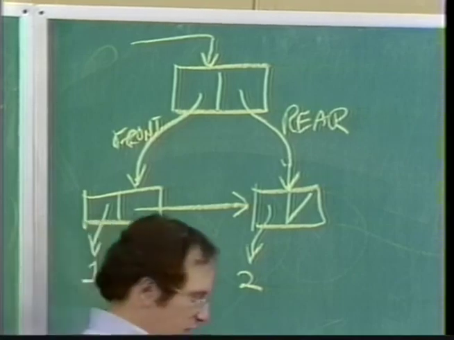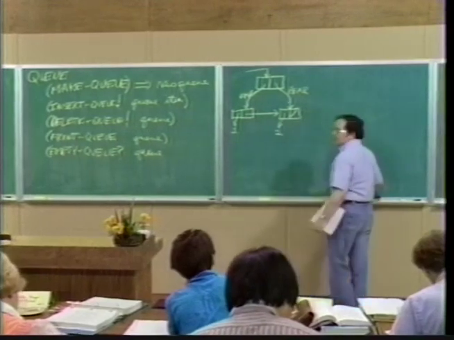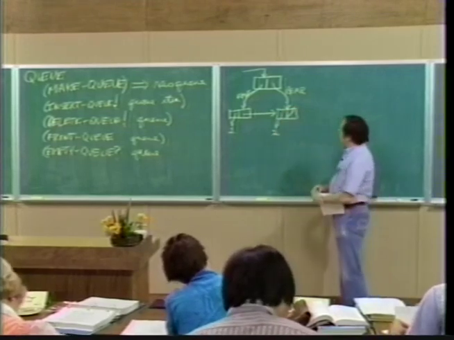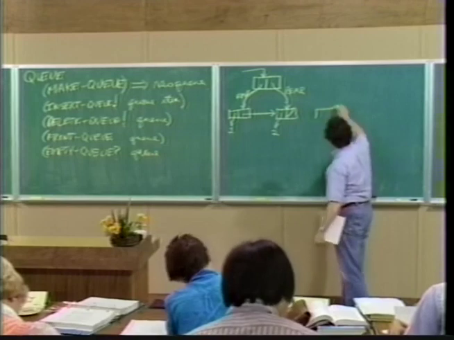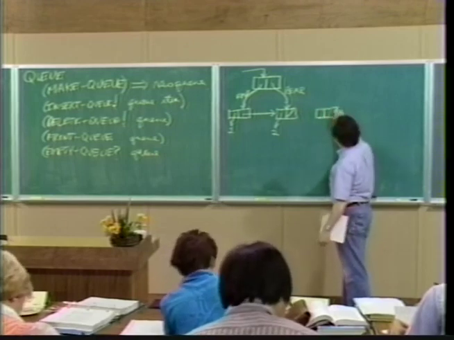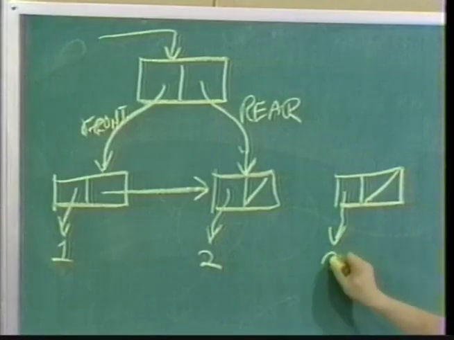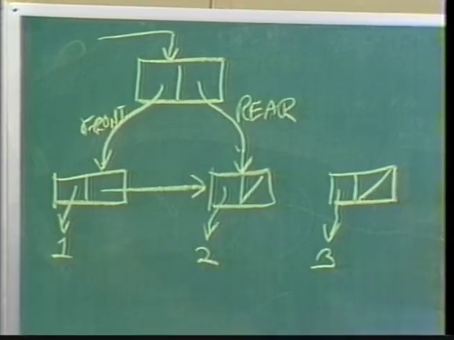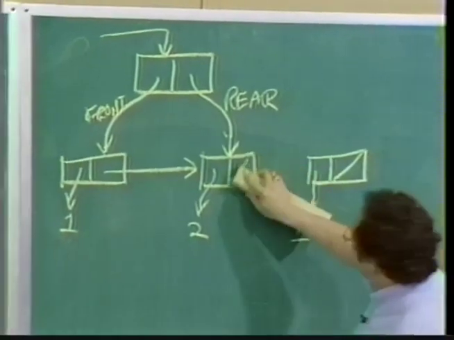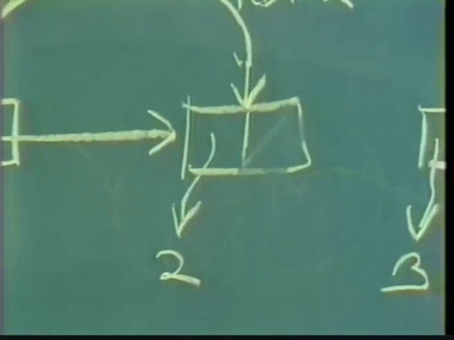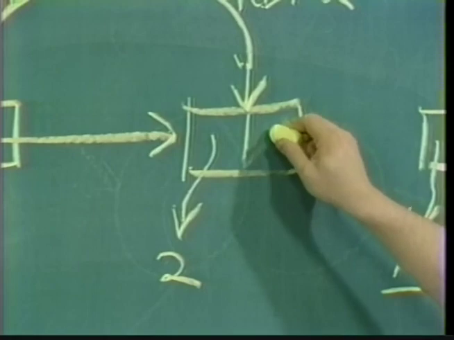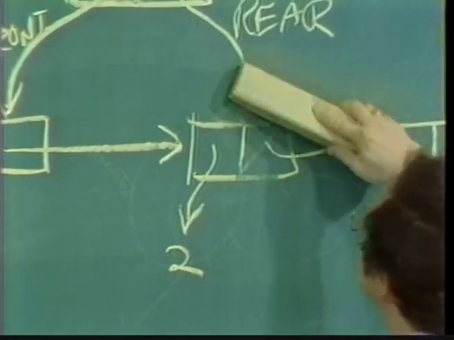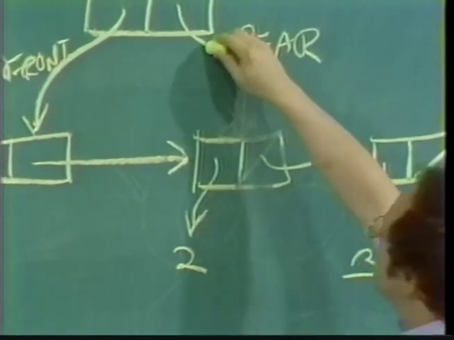So for example, if I wanted to add one more item to this queue, another item to be worried about later, all I have to do is make a cons, which contains that item. Say it's 3. That's for inserting 3 into the queue. Okay. Then I have to change this pointer here, okay, to here, and I have to change this one to point to the new rear.